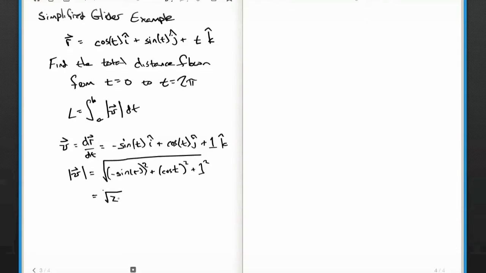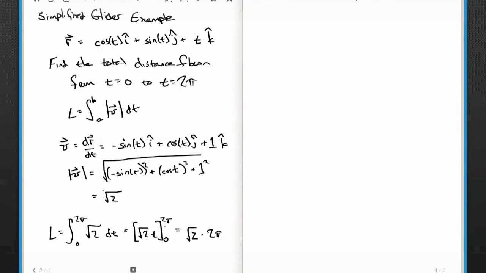All right, so now to get the arc length, we integrate this from 0 to 2 pi of the square root of 2, so L equals the integral of root 2 dt, which equals root 2 times t, right? It's a very easy integral from 0 to 2 pi. And this equals just root 2 times 2 pi.